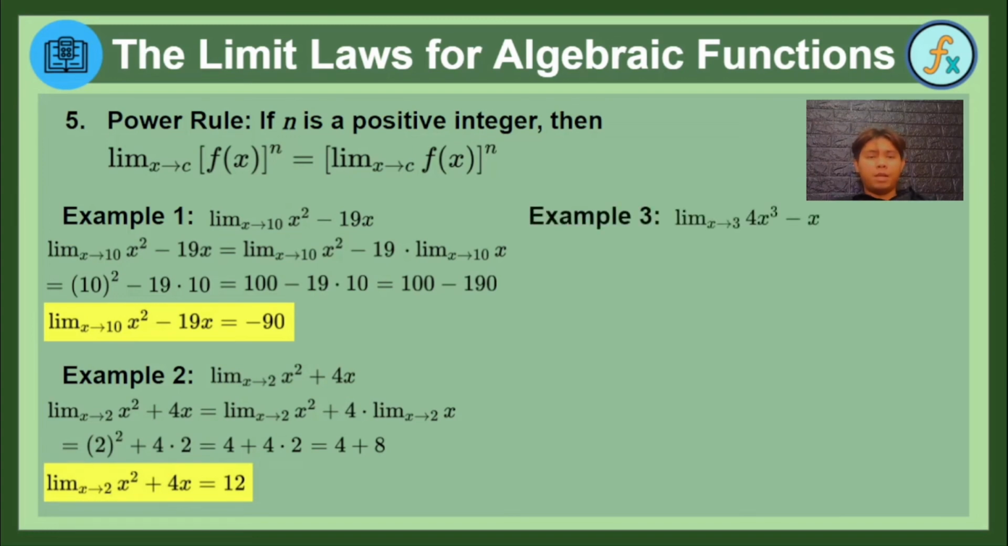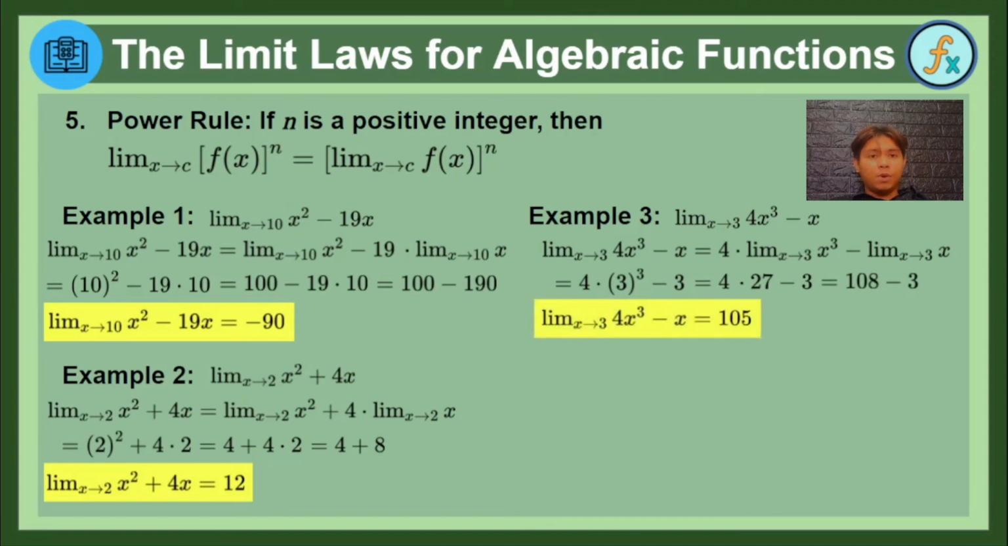Example number 3. Find the limit of 4x cubed minus x as x approaches 3. Again, apply the concept, so it's going to be 4 times the limit of x cubed minus the limit of x. The limit of x as x approaches 3 is 3. So, 3 cubed is 27, times 4 is 108, minus 3 is equal to 105.